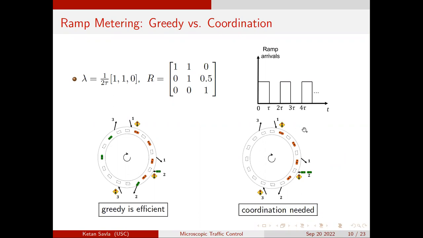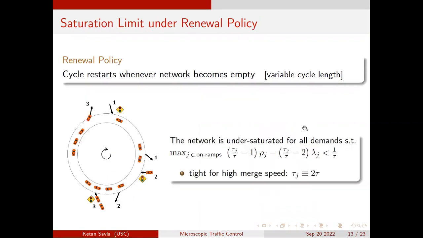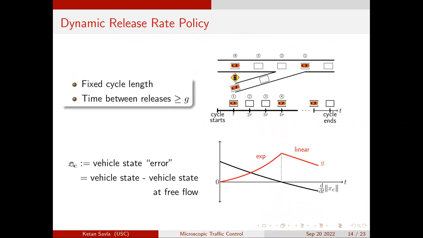And in order to determine G, if you recall, it depends on this XE. X is nothing but the state of the network, I mean, the state of the vehicles, and how far they are away from achieving their free flow. So yes, that is what we are doing. Now, as I said, you can realize this coordination through ramp-to-ramp communication or through a centralized node. I don't know if I answered your question.